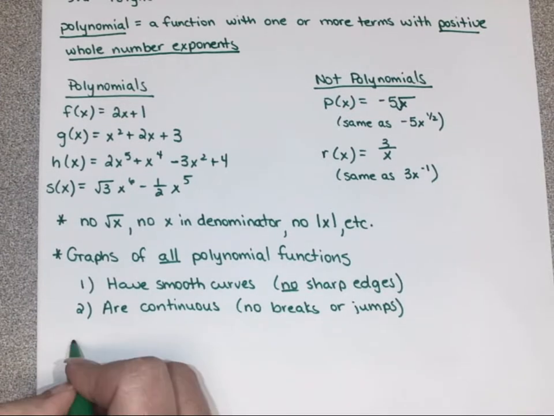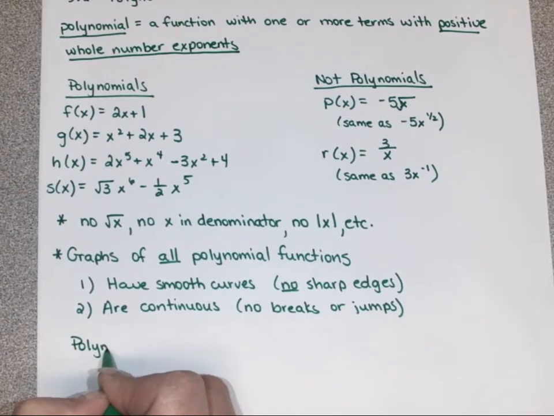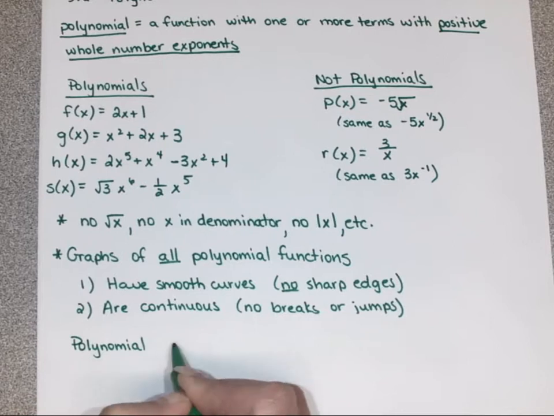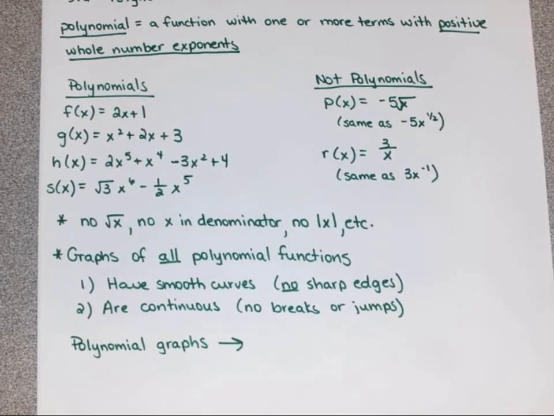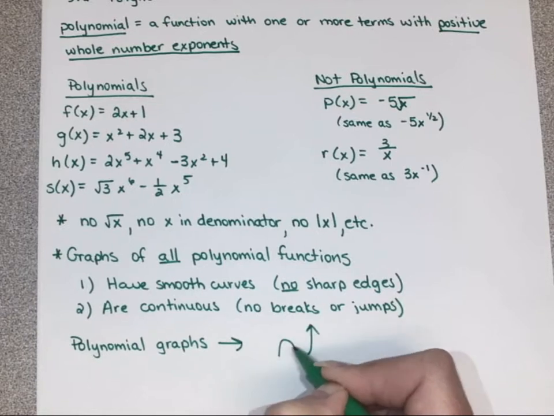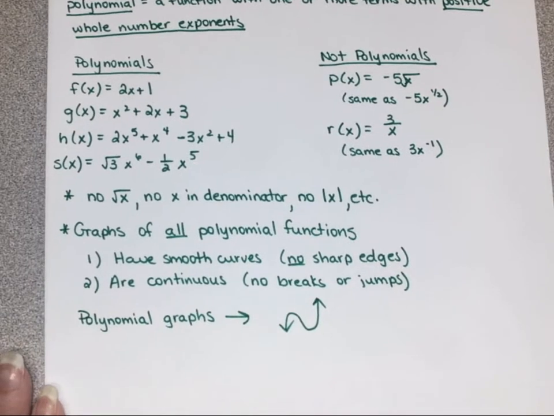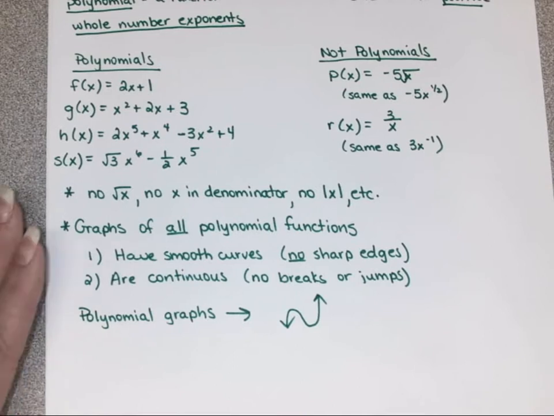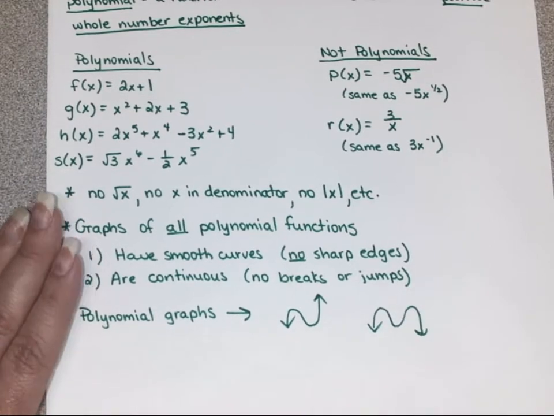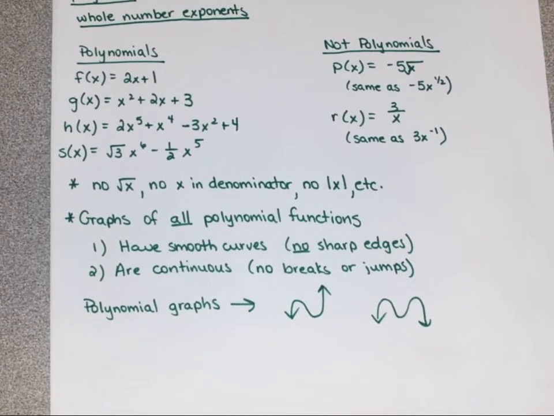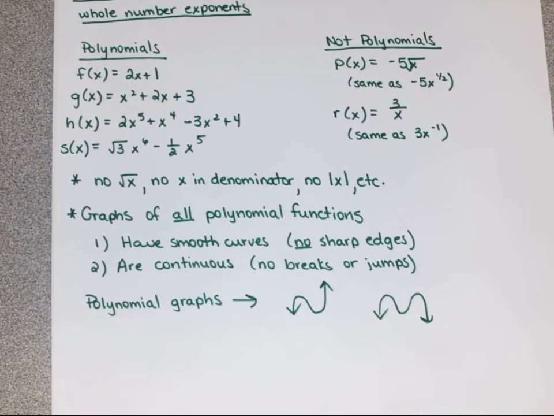So here are some examples of polynomial graphs. And we're going to talk about how to tell what kind of graphs we have. This would be a polynomial graph because it's curvy and continuous. But so would this, because it's what? Also curvy and what? Continuous. Okay, so just know that these polynomial graphs are going to vary from each other, but they're always going to be curvy, they're always going to be continuous.